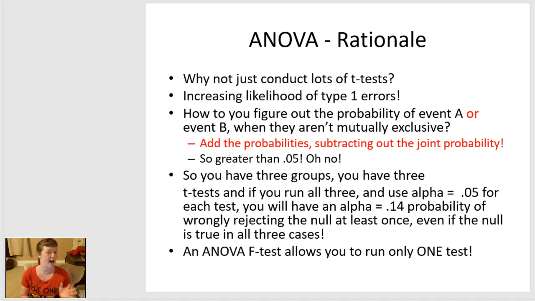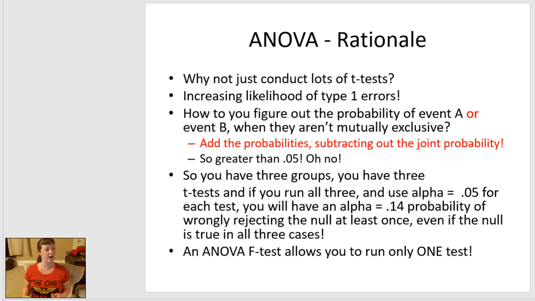So let's say we have just 3 groups, right? Let's use that drug example again. You've got a new drug, an old drug, and a placebo. You just have 3 groups. And you decide to do t-test number 1. Compare the old drug to the new drug group. Alpha is 0.05 for that test.